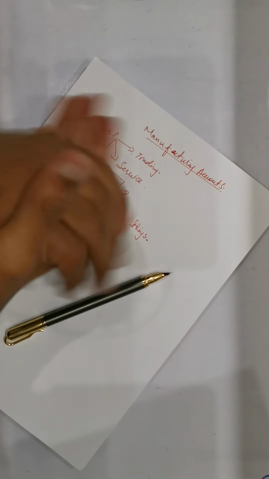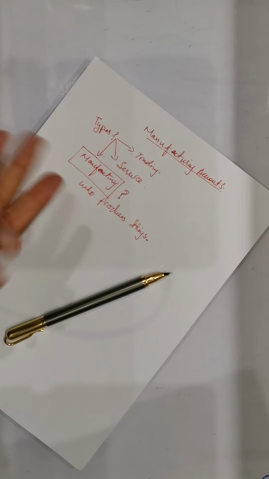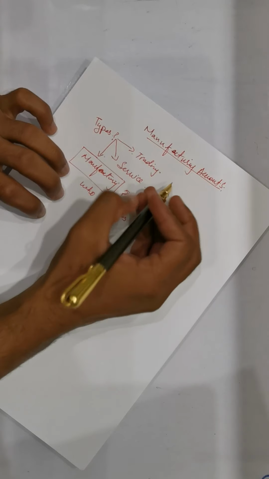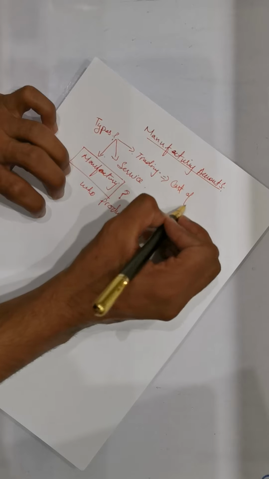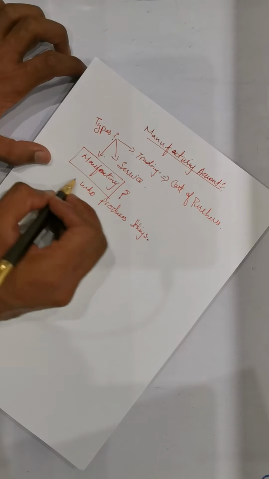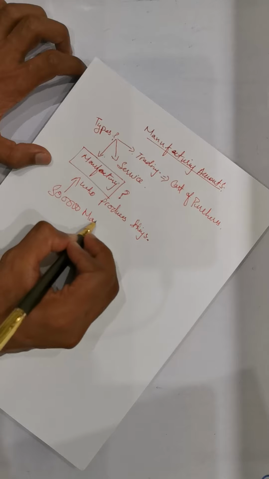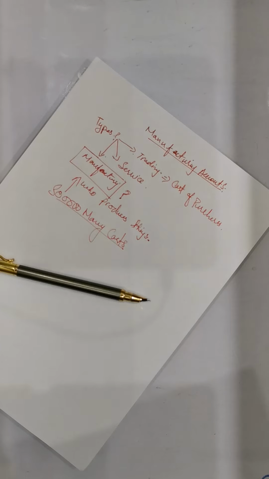Anyhow, coming towards the manufacturing account, it is difficult for a manufacturer to calculate the cost. For a trader, it's easy. It's simply the cost of purchases. But for a manufacturer, there are so many costs. He needs to consider all of those costs.